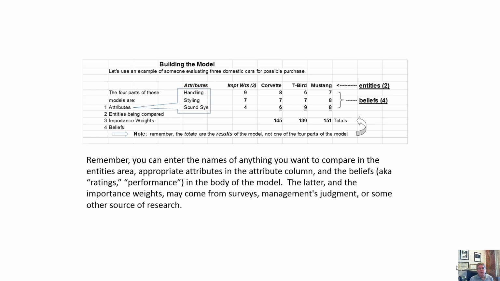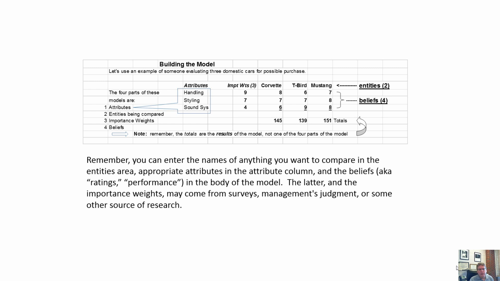Okay? And one of the things you definitely want to know when you start to learn how to build these is that the 4 parts of the model as shown to the left and numbered in the model, I've often had people ask me, are the results of the model part of the model? No, as the footnote says, the totals are the results of the model. The model itself is constructed of those 4 parts listed. Okay? And I've already mentioned a couple of times the note at the bottom. You can put anything in the entities and have appropriate attributes for them, rate the importance of the attributes, and then the information is gathered from various sources on beliefs.